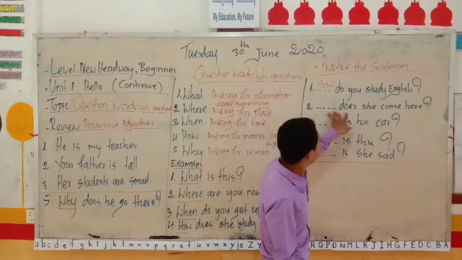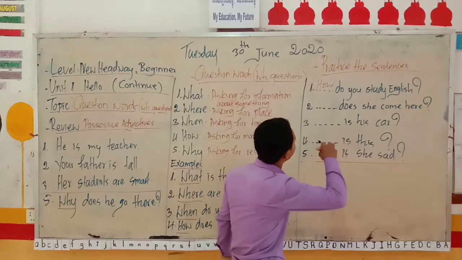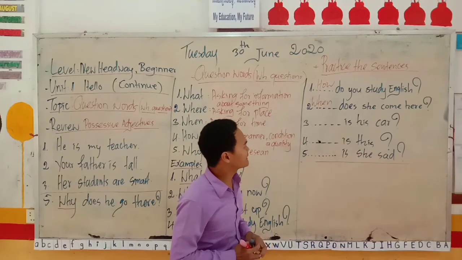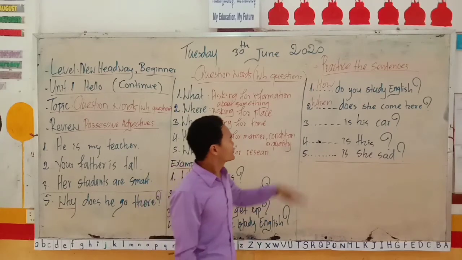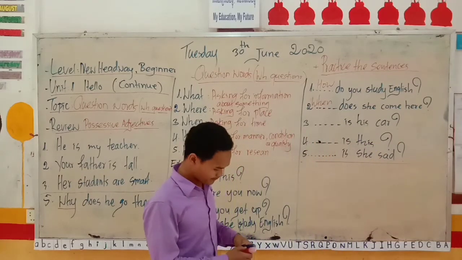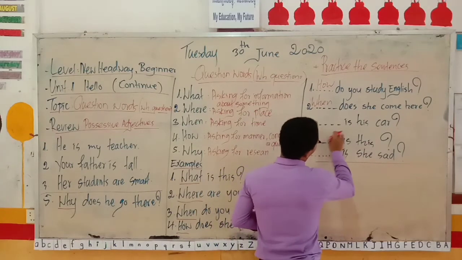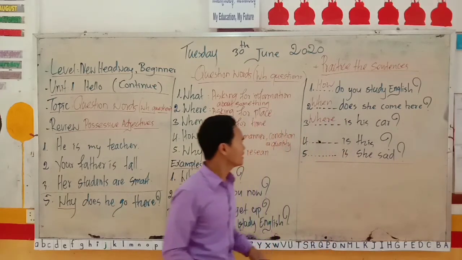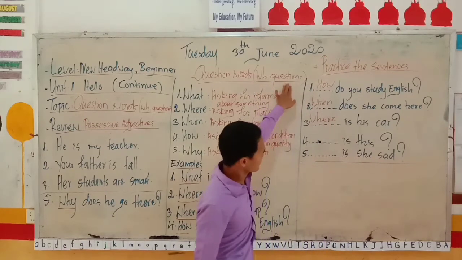Okay, second, does he come here? What do we complete before? Does he come here? Okay, we complete when. When does he come here? When is the beginning question. When does he come here? Third, is which part? What can we complete as the beginning question, or present verb? What kind? We complete where. Where is his car? Where is his car? Where is the beginning question.